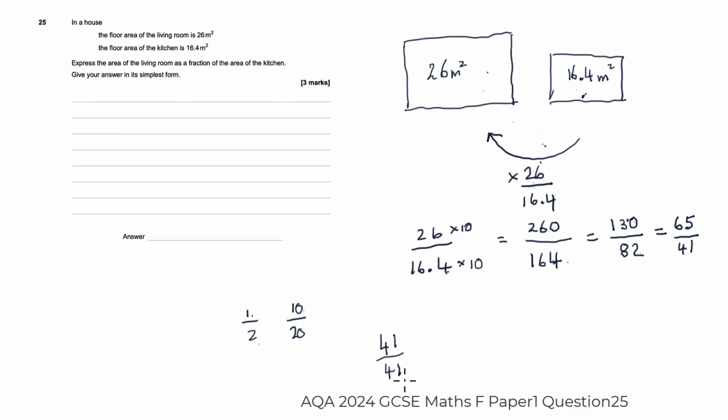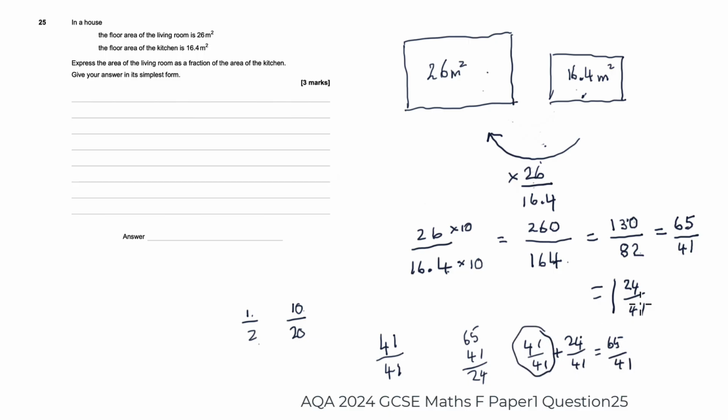41/41 gives us 1. We've got 65/41. How many are left after we've taken 41 of these away from the 65 of them? Well, 24. So that's 1 and 24/41. We've got 41/41 plus 24/41 gives us 65/41. And that's our 1 and 24/41.